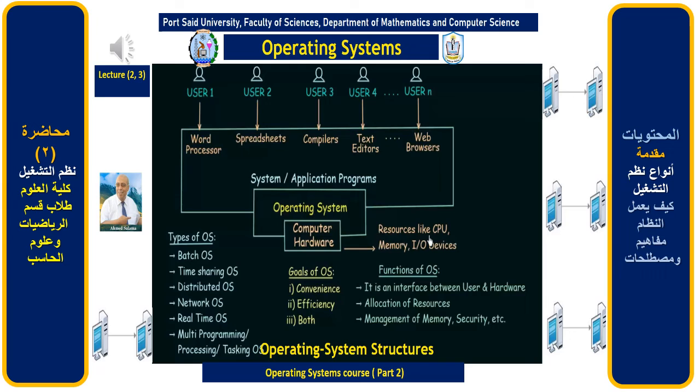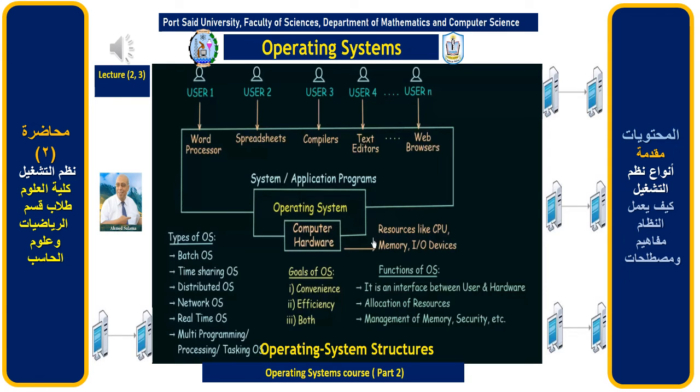What we mean by resources are the hardware that we have, like the central processing unit, the memory, and the input-output devices. So when a user or when different users want to use the different resources, they have to be allocated. Our resources are not unlimited. We have limited resources. That means we have limited hardware.